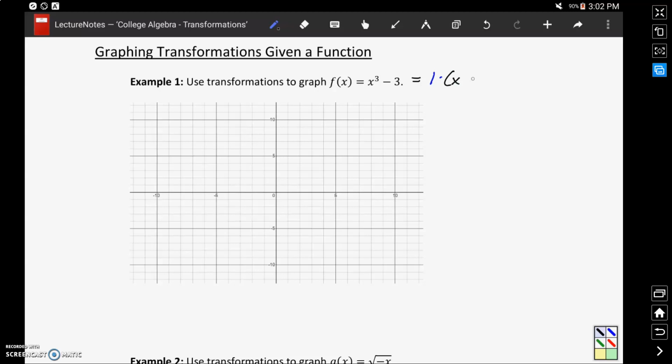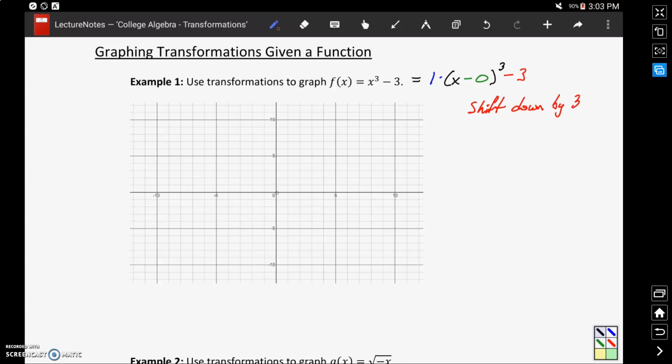For example, we could rewrite x cubed minus 3 as 1 times the quantity x minus 0 cubed minus 3. We don't need to take that step, but it's helpful to identify what the value for each of those constants is, and then it lets us know that what we're doing in this case is taking the graph of x cubed and shifting it down by 3 units.